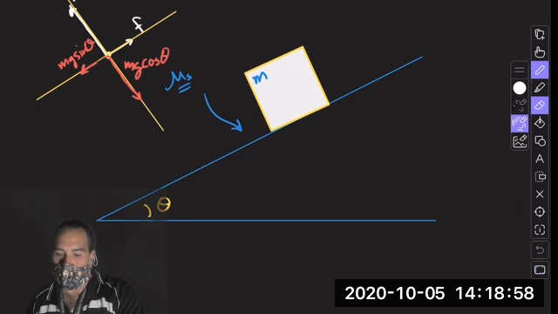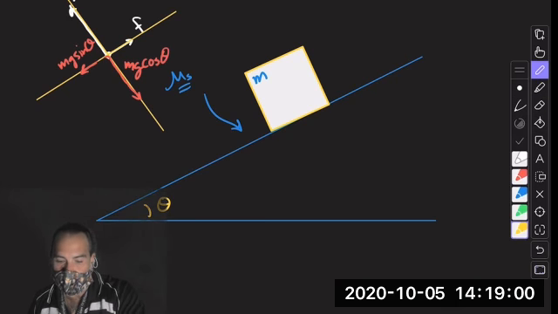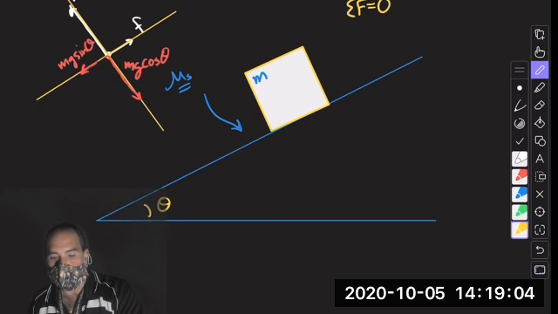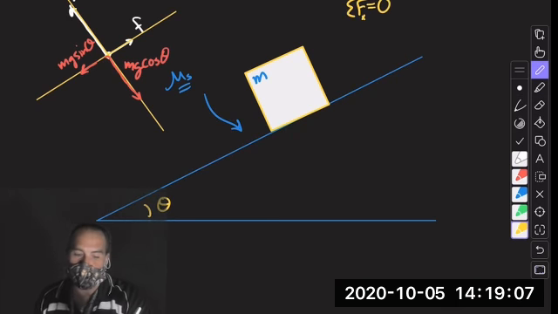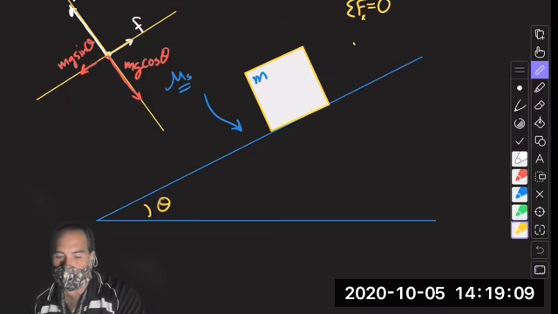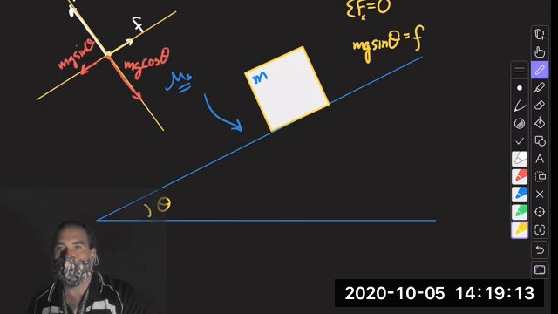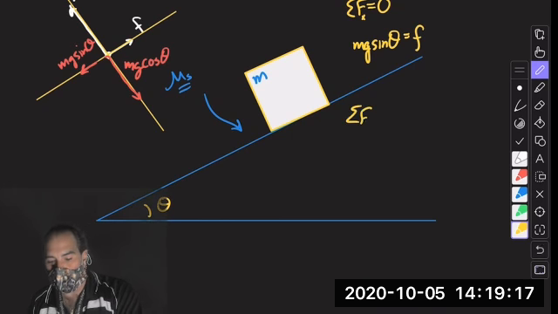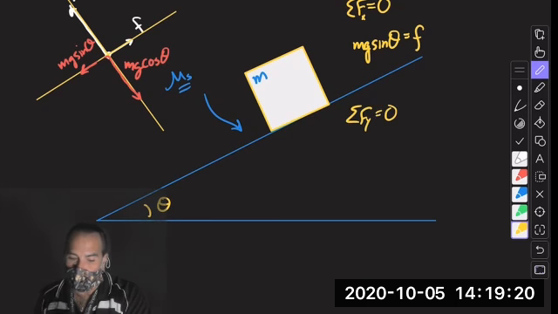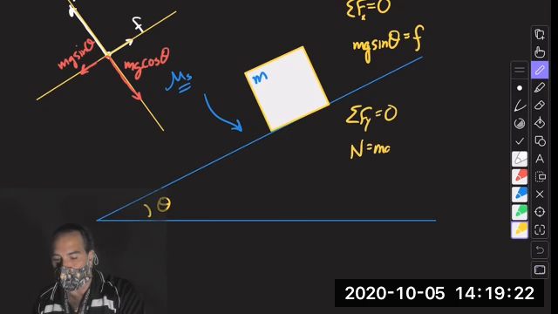This is the first law problem. I didn't state that. I didn't think I had to, but I don't want the box to move. So the net force in the x direction has to be 0. That means mg sine theta has to equal friction. The net force in the y direction also has to equal 0, which means what? Well, it means normal force has to equal mg cosine theta.